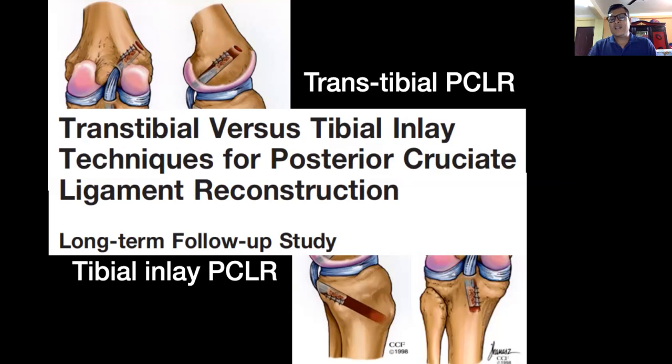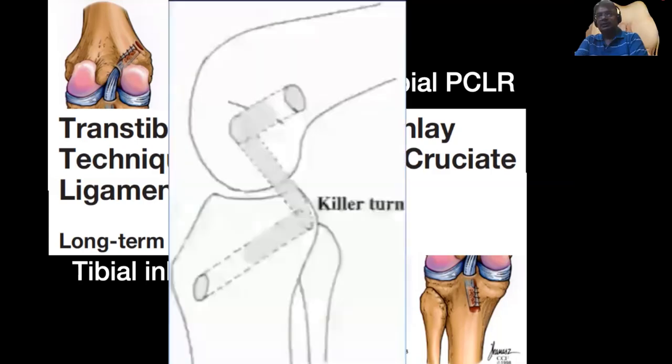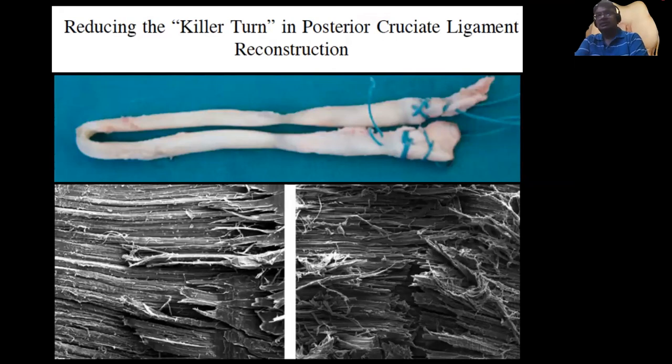Sir, are there any disadvantages of the transtibial technique? Amit sir. Yeah, absolutely. The theoretical disadvantage is the most known killer curve. If you go with the transtibial technique, there is a killer curve, meaning the posteriorly directed graft suddenly changes its direction and comes entirely anterior. The killer turn or killer curve is the most cited disadvantage.